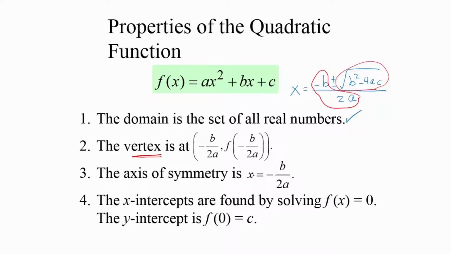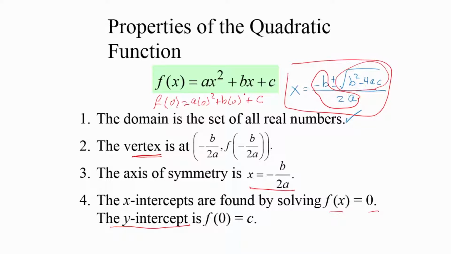The axis of symmetry is x equals minus b divided by 2a. We saw it in the picture. It goes through that point. And the intercepts are found by solving for f of x equal to 0, which basically means using the whole of this formula, setting it equal to 0, and then solving for x. That would give you the x-intercept. For the y-intercept, however, it would be f of 0. So f of 0 here means a times 0 squared plus b times 0 plus c. Those would be 0. So f of 0 is c. This is the y-intercept.